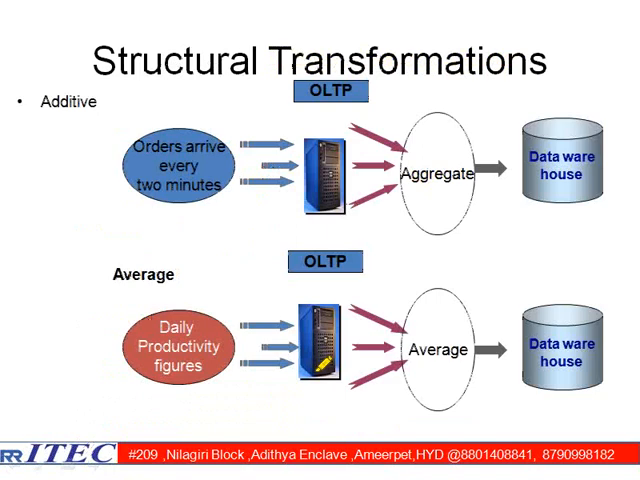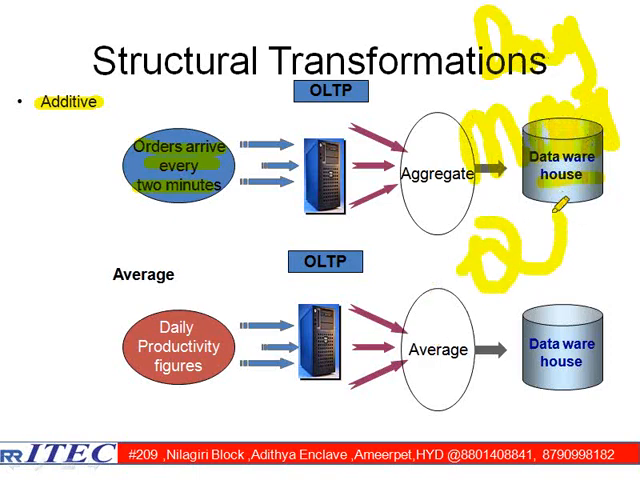Let us say structural transformations. What do you mean by structural transformation here? Additive. Additive means what, sir? Something which can be added, that is called an additive fact. Suppose here orders arrive every 2 minutes. But what is my request here? In the data warehouse I want summarized data. I want to understand day wise how many orders I got, in a month how many orders I got, in a quarter how many orders I got, in a year how many orders I got. How are we going to get it? You are going to apply aggregation rules, or not? Yes, we are applying aggregation rules.